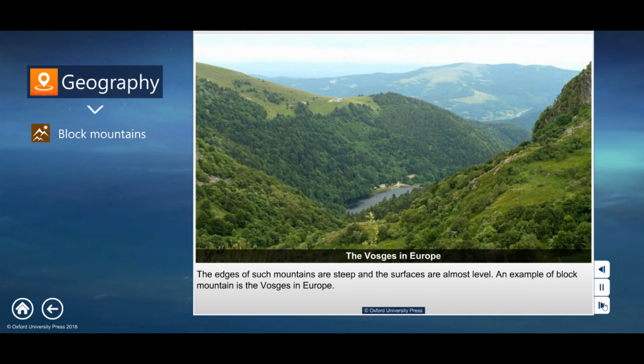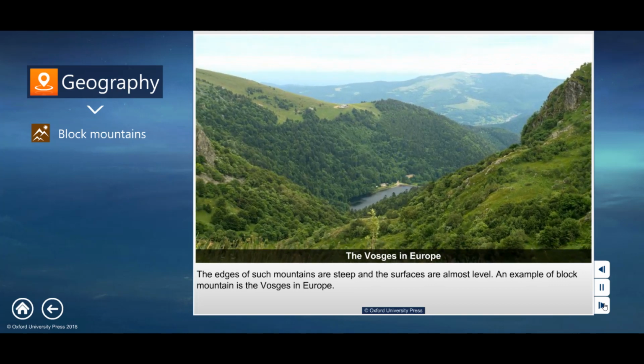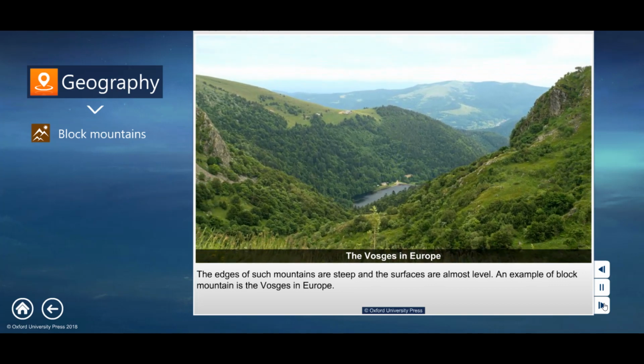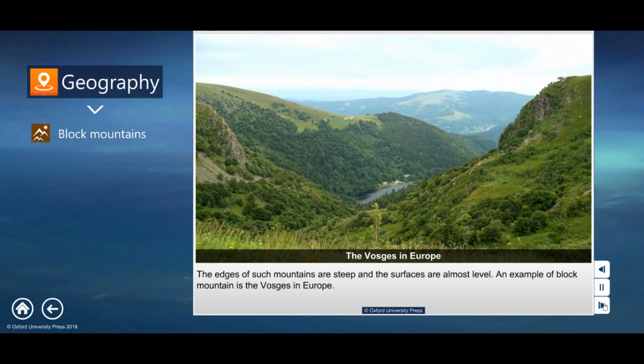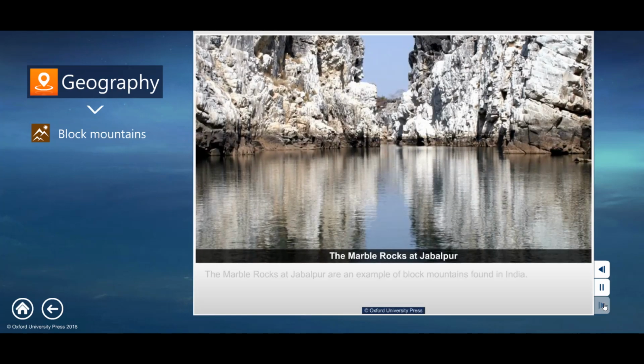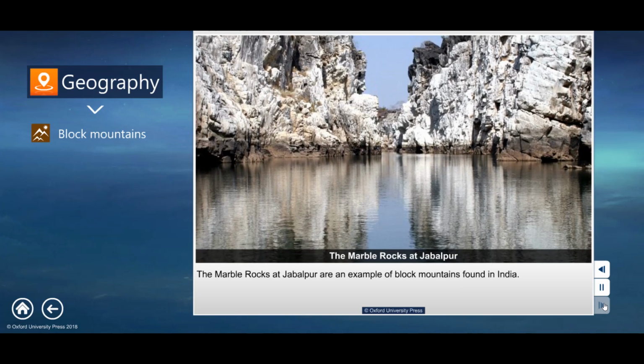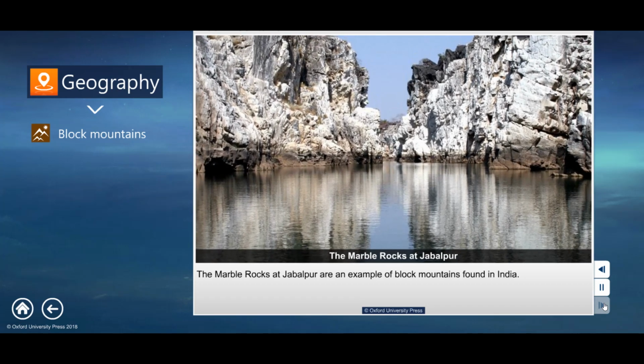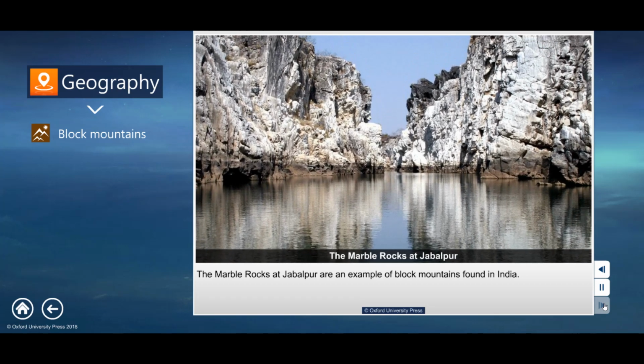The edges of such mountains are steep and the surfaces are almost level. An example of block mountain is the Vosges in Europe. The marble rocks at Jabalpur are an example of block mountains found in India.